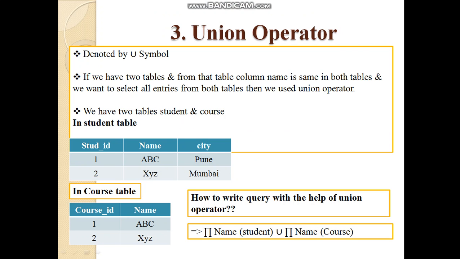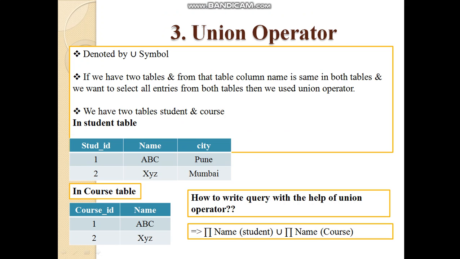The next is the union operator. The union operator is nothing but combining two tables. This symbol is used for the union operator. Suppose you have two tables, a student table and a course table, and the column name is the same in both tables. I want to select all the entries from both tables: the name column from the student table and the name column from the course table.